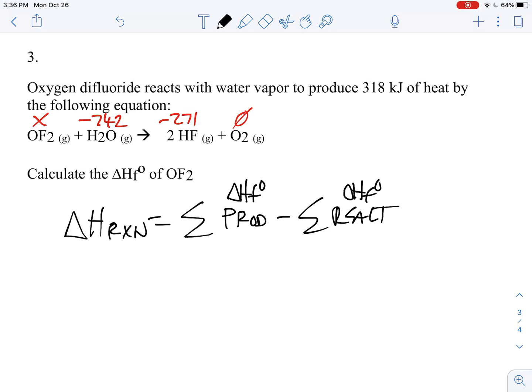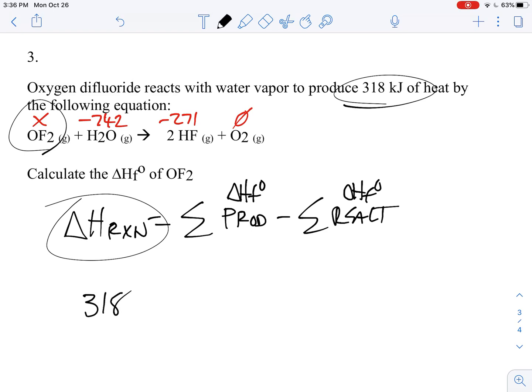Yes, but there is one final last little trickification here. Again, they want this, that's your x. So that means that they had to have told you what the delta H is. And they did. They told you it was 318. So fine, I'm going to go ahead and put 318 here. But in doing so, now all of a sudden I'm wrong. Why? Because, look closely, it says that it produces 318 kilojoules of heat.